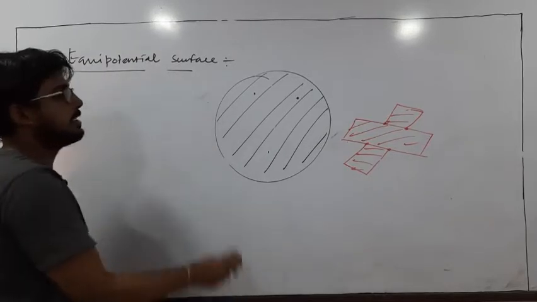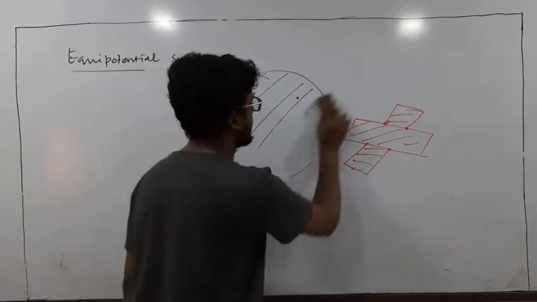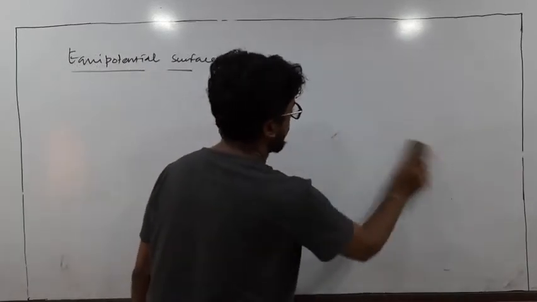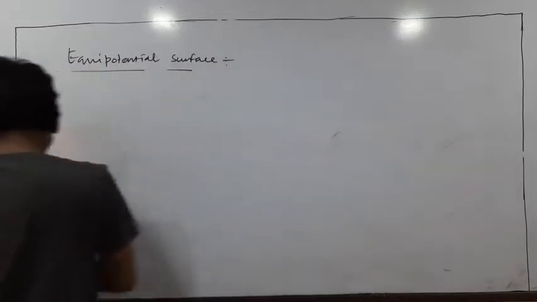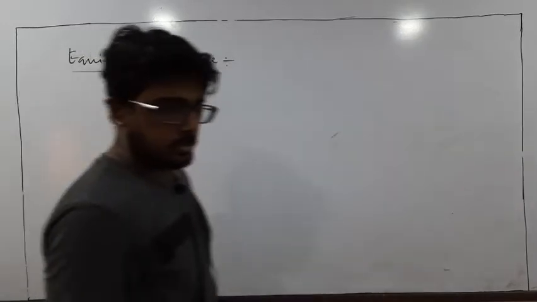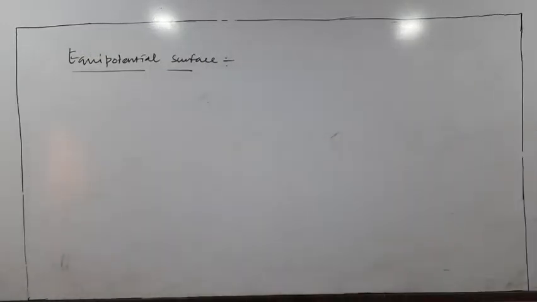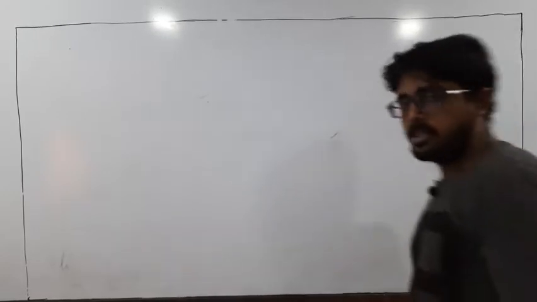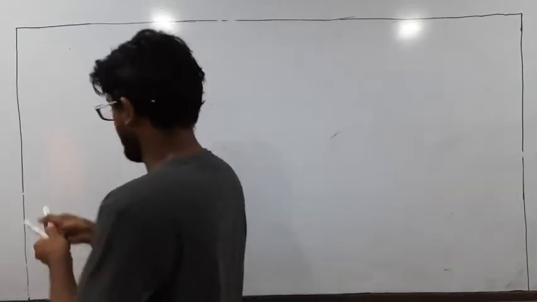The surface where each and every point is at the same potential, or the potential difference between any two points is 0. Okay. So next we will discuss the next chapter, that is capacitance.